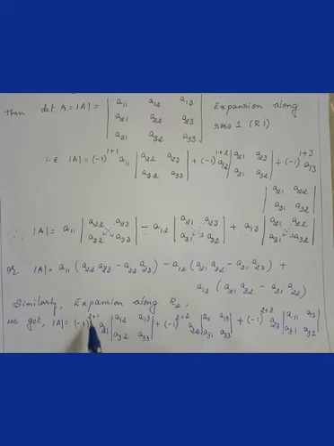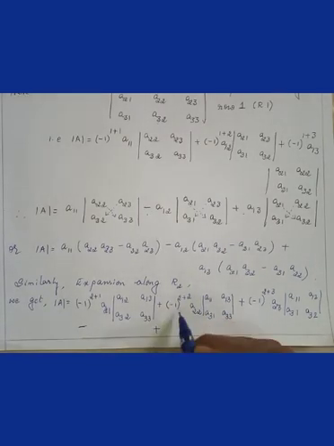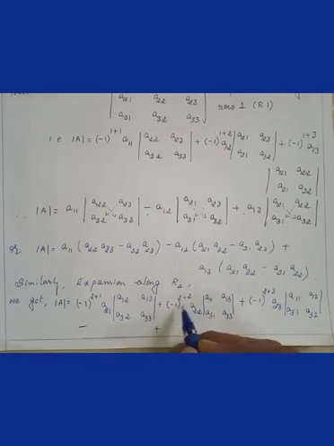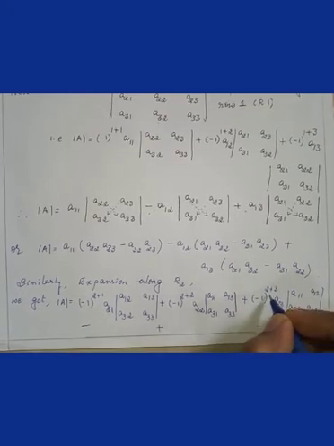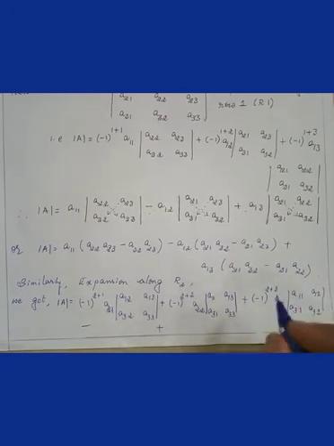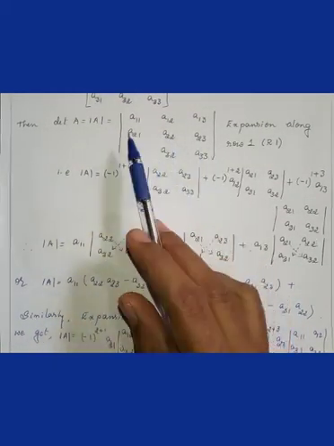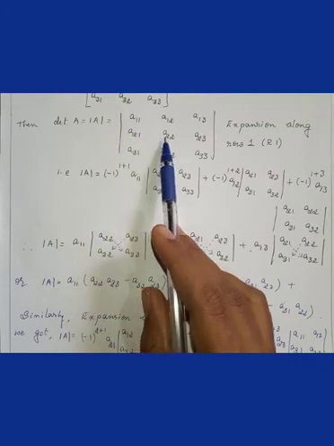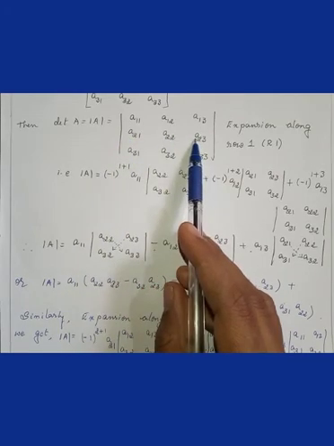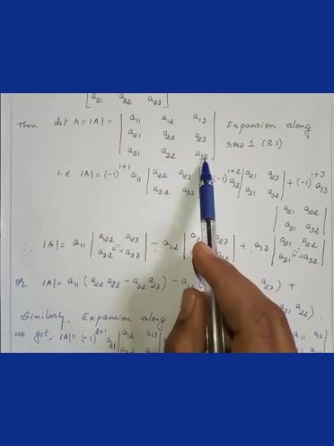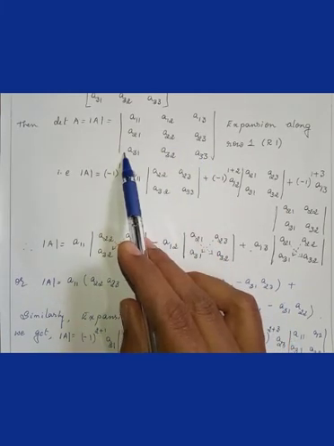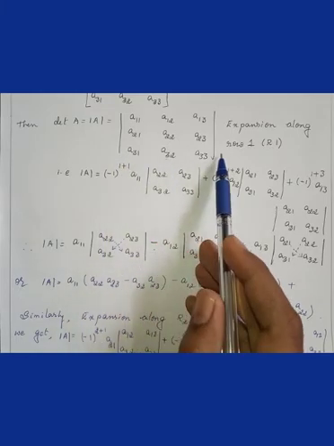Here also minus 1 to the power odd number, which means a minus. So the first entry is minus here. Then minus 1 to the power even number, 2 plus 2, so this is plus. Again minus 1 to the power 2 plus 3 is an odd number, so this is minus. Therefore, if you expand along row 2, the first entry should be minus, the second plus, and the third minus. If you expand along row 3, the first one is plus, again minus, plus.